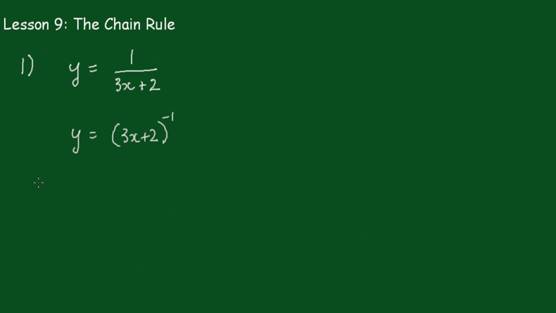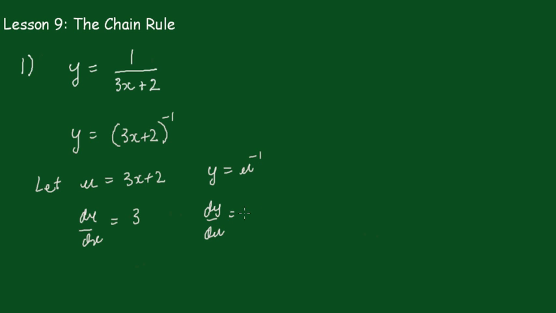Now I'm going to let u this time equal 3x plus 2. So y must equal u to the negative 1. du dx, you can see is 3, and dy du, just be careful with the sign with this one, it's minus u, and we subtract 1, you get minus 2.